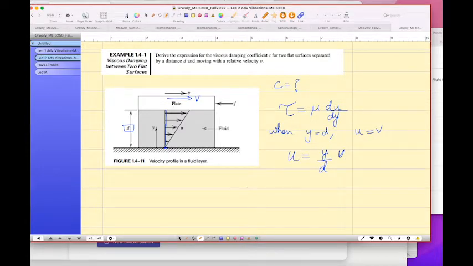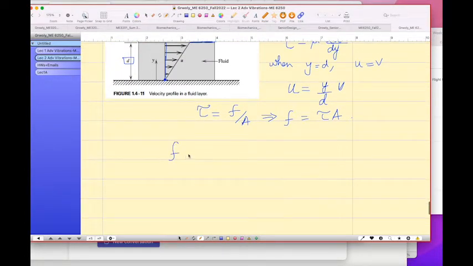Now, the shear stress is maximum at the top layer, greatest at the top layer, and it is zero at the surface. Shear stress tau is force per unit area, so force equals tau times area. Agreed? And what is the force of a damper? C times v. This is the combination, and this force equals tau A.